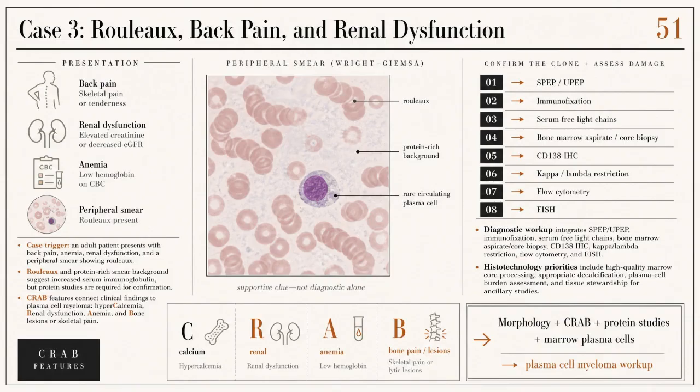Clinically, patients with multiple myeloma often present with symptoms related to the so-called CRAB criteria: hypercalcemia, renal dysfunction, anemia, and bone lesions.